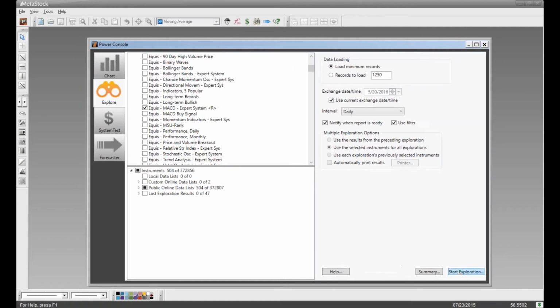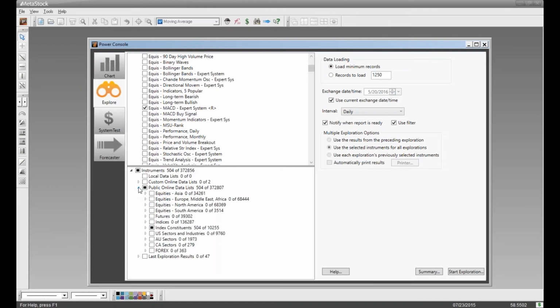So in this window, first off, I'm selecting what exploration I'm going to run. Now, I can actually perform multiple explorations, and I'll show you how to do that here in just a second. But this is where I'm going to select the exploration. This bottom inner window is where all of my instruments are. And you can customize this window as to what you want to see, what you don't want to see. It's also going to be dependent on where you're at in the world and what data subscription you have.